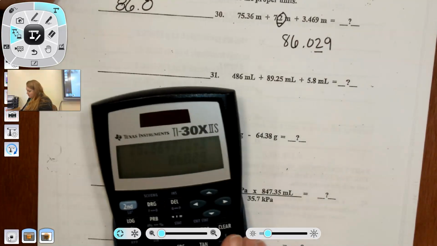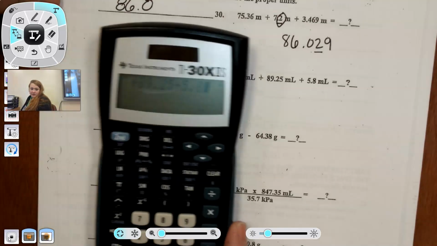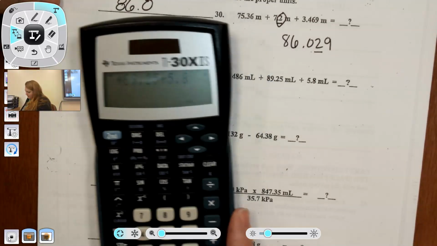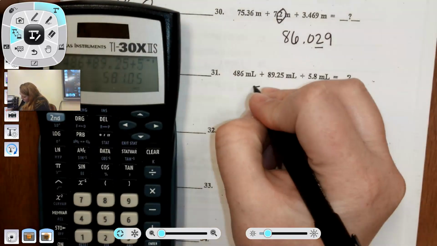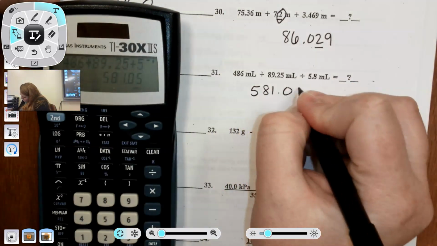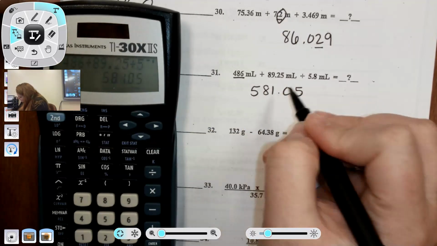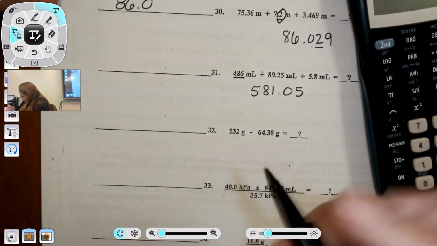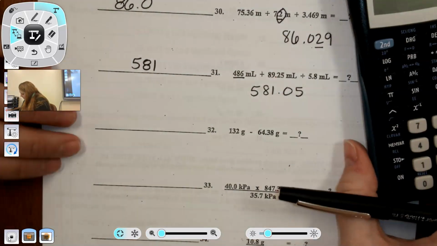All right, so let's do the next one. 486 plus 89.25 plus 5.8. Now that's hard to see, but I'm just typing it right in. That's going to be 581.05, but this one has no decimal places, so that means my answer cannot have any decimal places. So 581 will be my answer.